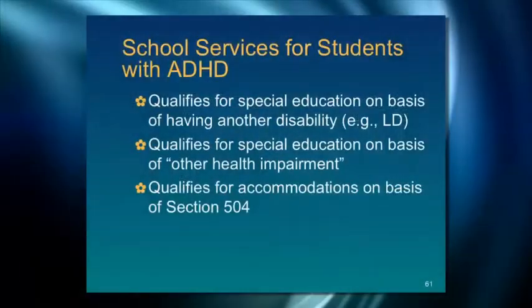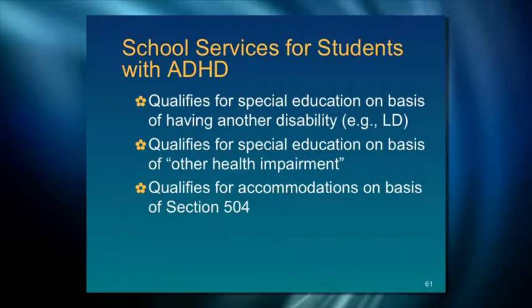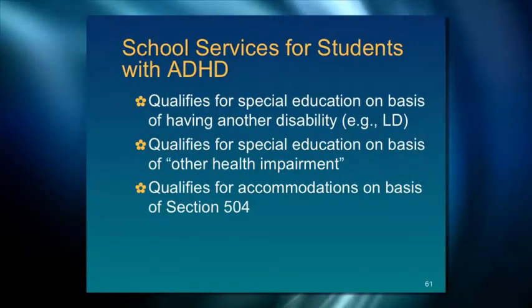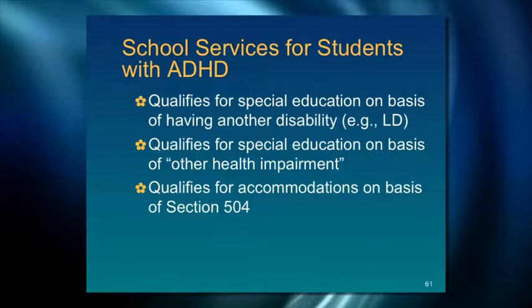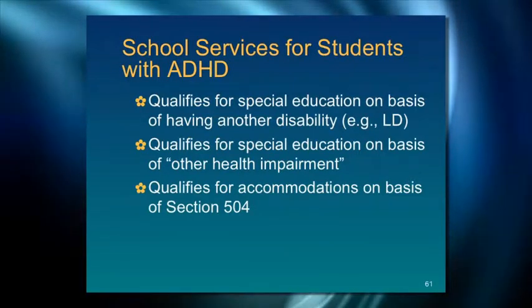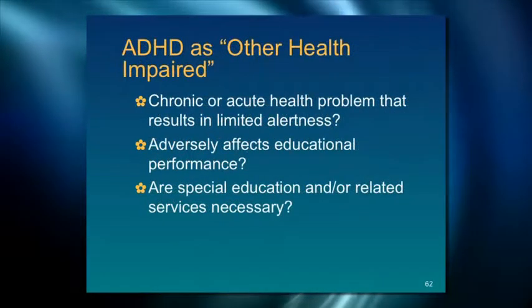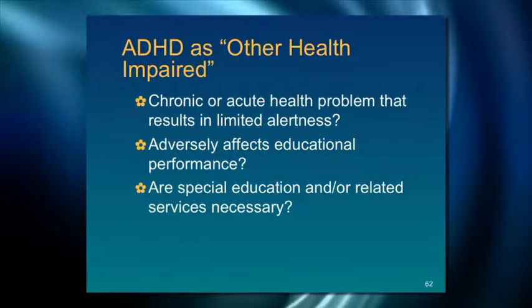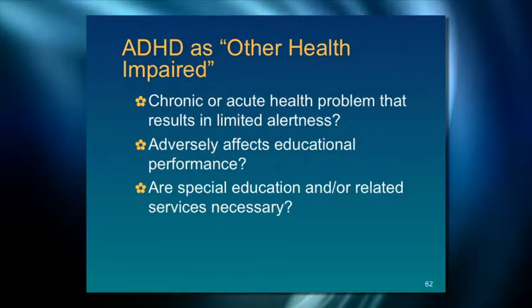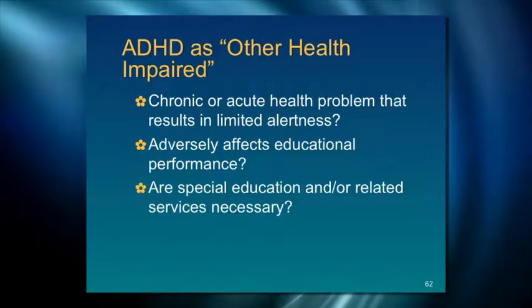Let's talk about, you already know the criteria, you probably know all criteria for all three of these, but what we're going to review more specifically is items 2 and 3, qualifying for special education under OHI, and then qualifying for accommodations on the basis of Section 504. If we look at other health impaired, and you look at the criteria that go into this, there are several questions that have to be answered in the affirmative before a kid can get special ed under OHI.